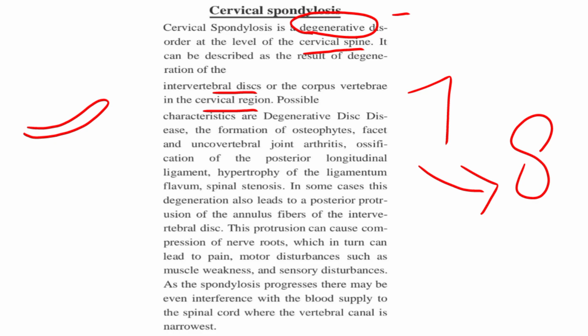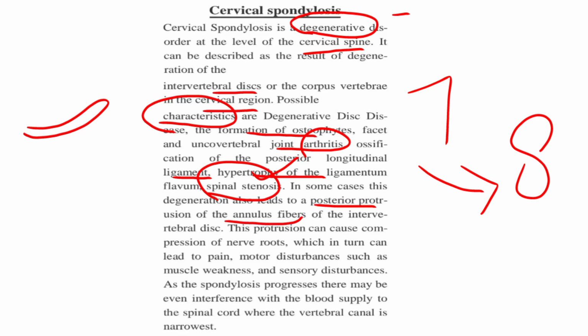Degenerative disc disease, the formation of osteophytes, facet and uncovertebral joint arthritis, inflammation of the joint, ossification of the posterior longitudinal ligament, or hypertrophy of the ligamentum flavum, or any spinal stenosis, meaning narrowing of the spinal canal. These are some possible characteristics of degenerative disc disease. In some cases, this degeneration also leads to posterior protrusion of the annulus fibrosus.